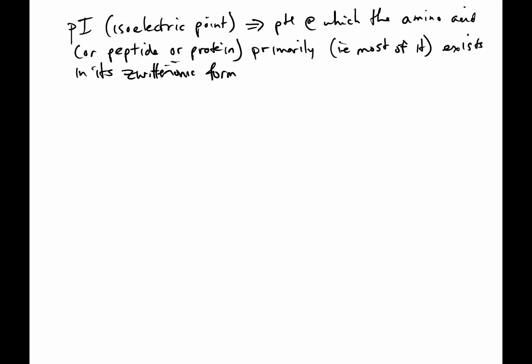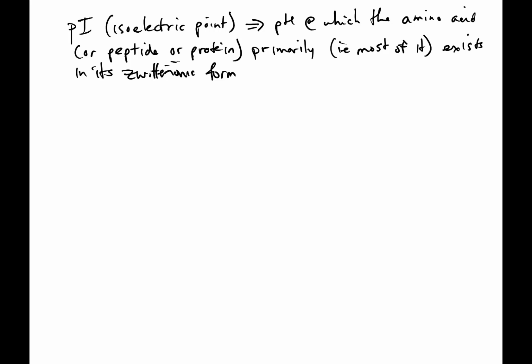So most of it exists in its zwitterionic form. Now, I was alluding to this earlier. Whether an amino acid, and it's true of proteins and peptides too, is charged or uncharged, or in its zwitterionic form or its neutral form, is really a pH dependent thing. So let's elaborate a little bit on that. I think we have the tools to understand this.